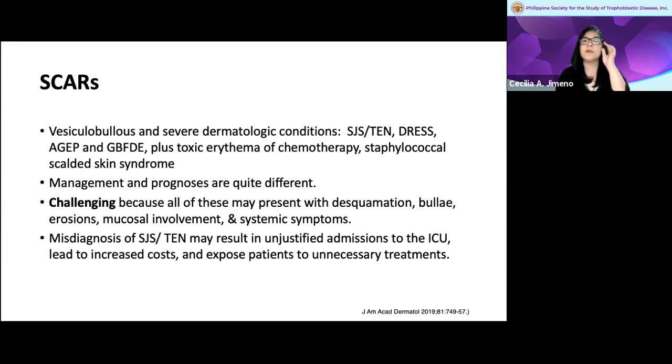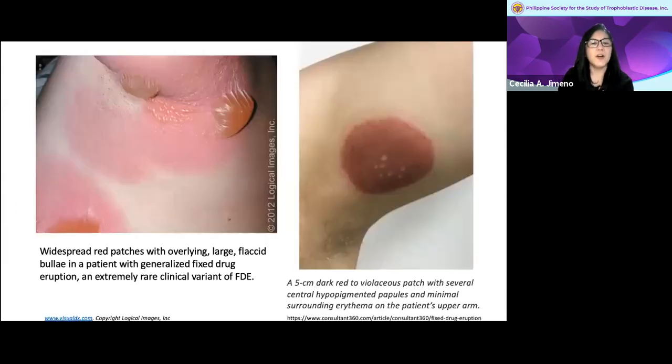So this is a sample of a bullous, a generalized fixed drug reaction. I think Dr. De Quiros also showed you this. This is another example. They're typically hyperpigmented, the bullous fixed drug eruptions.